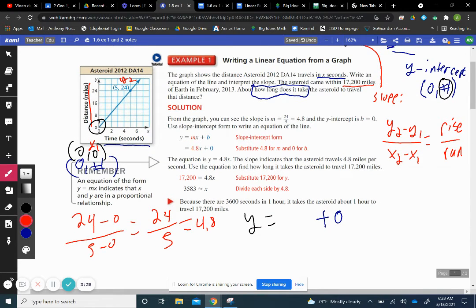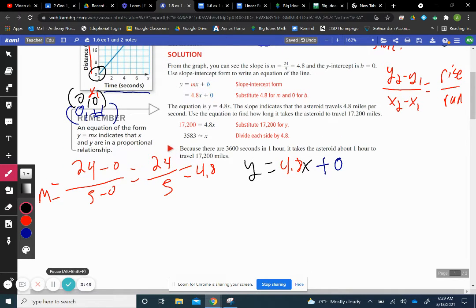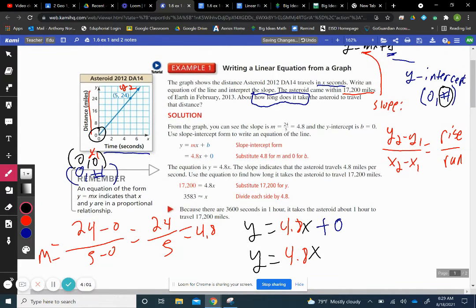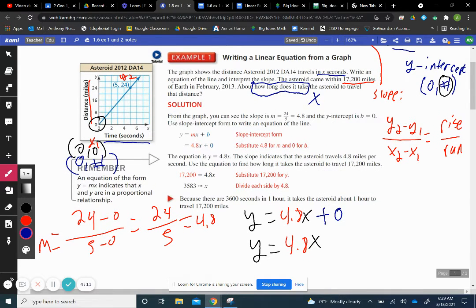So now we plug this in. The m, slope, equals 4.8. And then we have x. So we have the equation for our line. But when we look at this, does 0 do anything? It really doesn't. It doesn't change anything. So we're going to rewrite this equation without the 0. So we have the equation of the line. Now we want to know how long does it take, or the x value, when the y is 17,200.